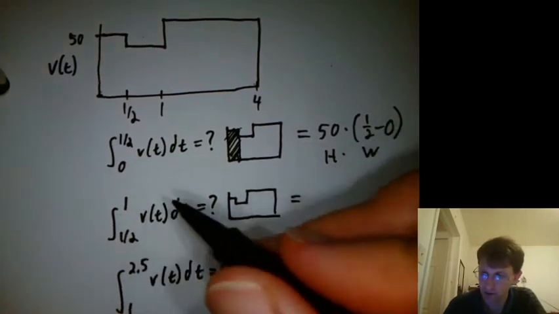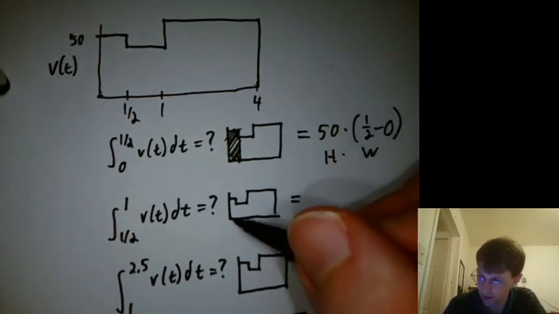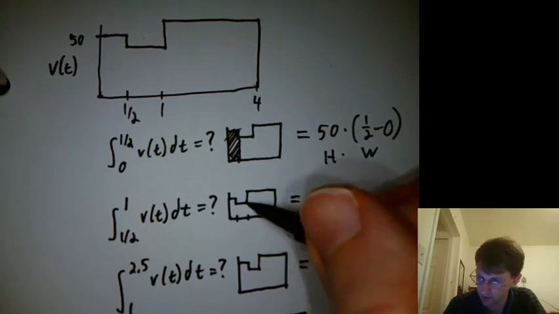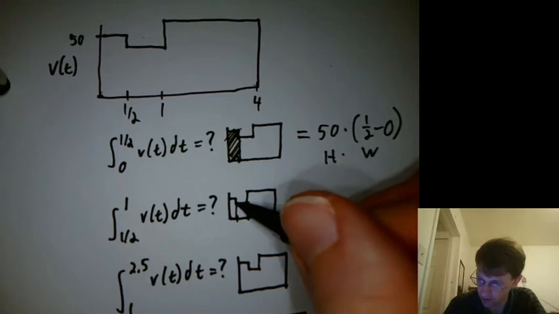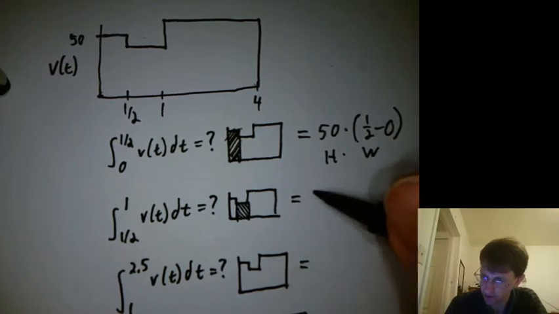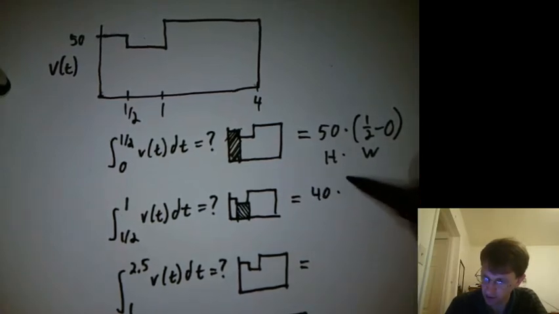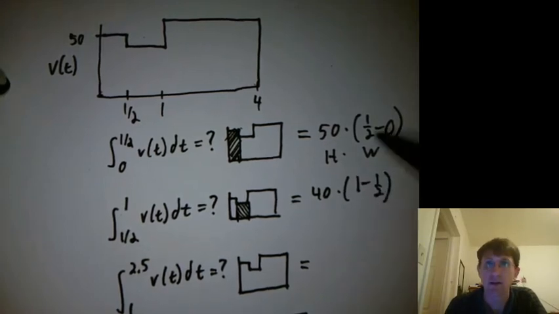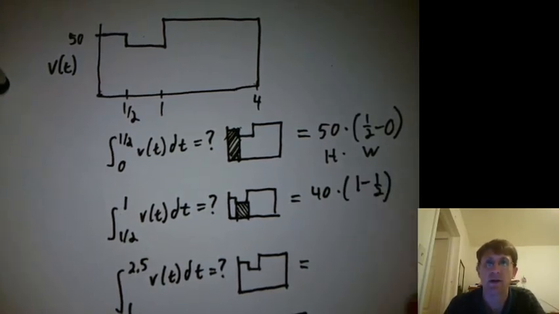What's the integral from 1/2 to 1 of v of t dt? It is from here to there. So let's crosshatch that the other way. And that is a height of 40 times a width of 1 minus 1/2. The exact arithmetic isn't all that important here.